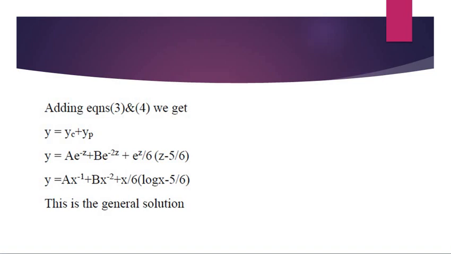By adding equations 3 and 4, we get y is equal to yc plus yp, that is a e power minus z plus b e power minus 2z plus e power z by 6 into z minus 5 by 6. We know that x is equal to e power z, and e power minus z is 1 by x or x power minus 1. Replacing the x value, e power z value and z value, finally we have y is equal to a x power minus 1 plus b x power minus 2 plus x by 6 into log x minus 5 by 6. This is the required solution of the given equation.